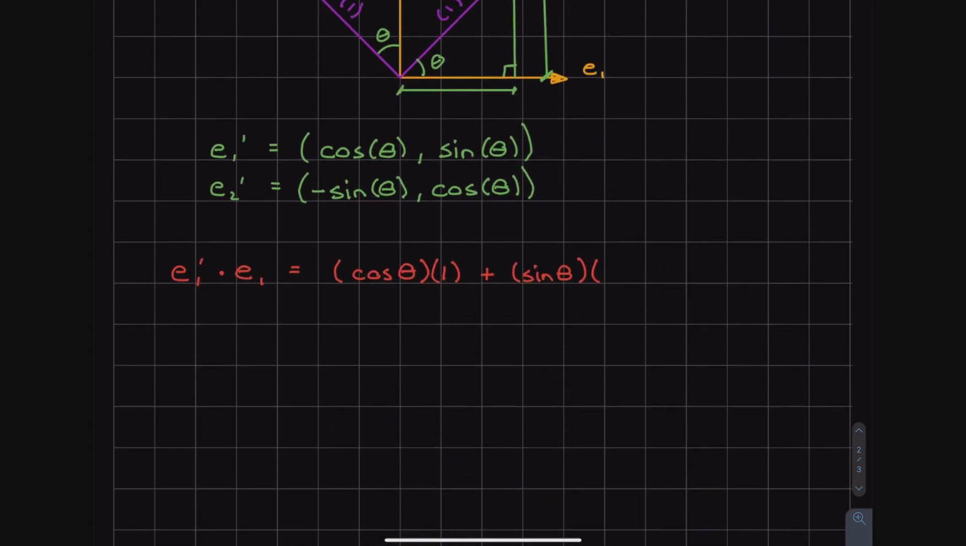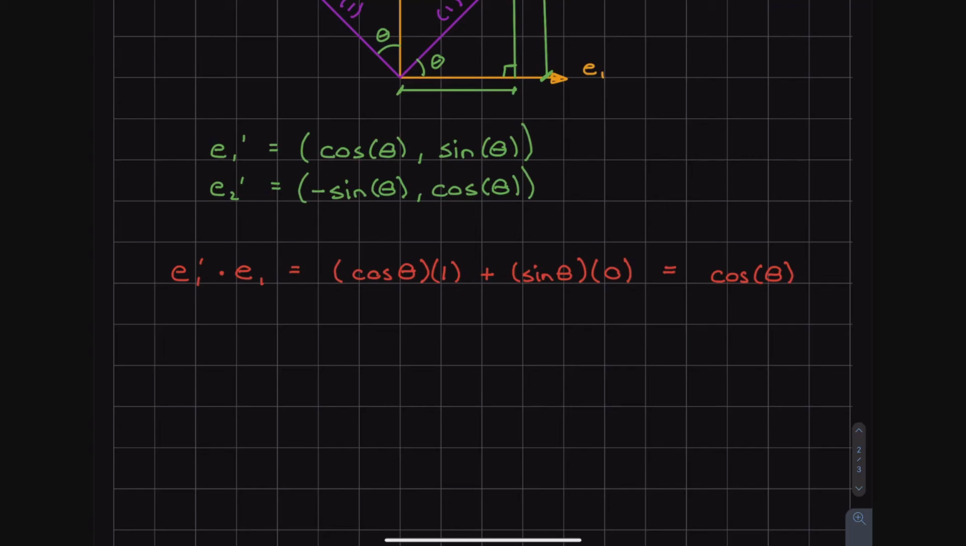So from here, we can see that cosine theta times 1 is just going to be cosine of theta. And this time I will put the brackets, just to really confuse you all. And then sine of theta times 0 is going to be 0. So we can tell that our first component of q is going to be cosine of theta.